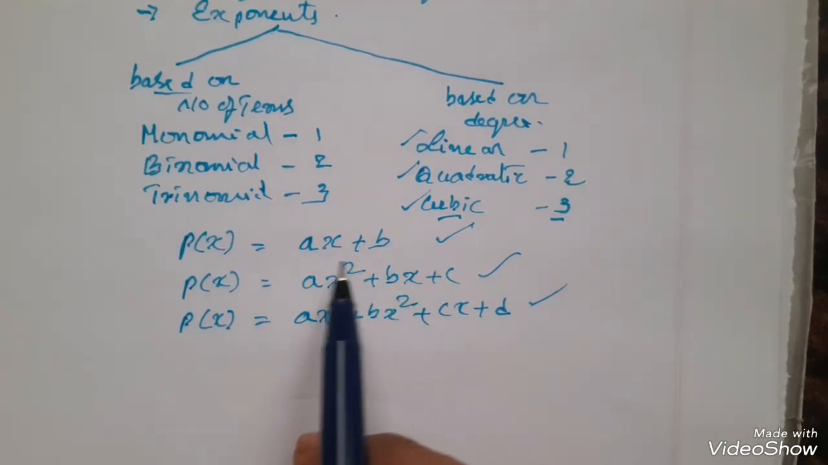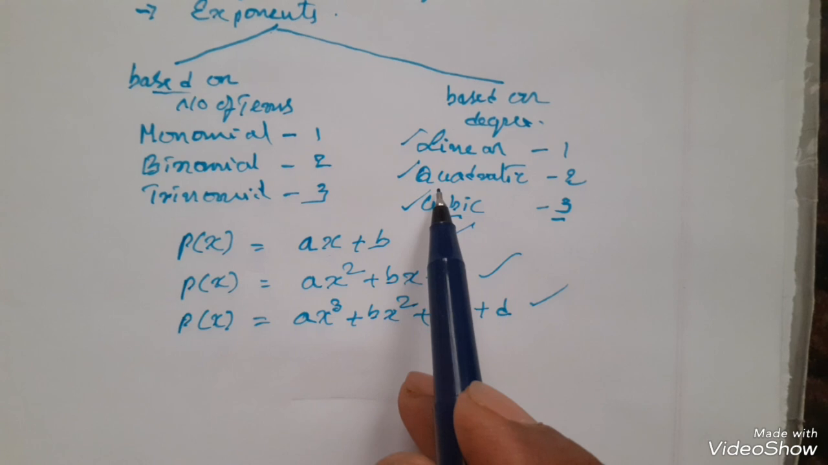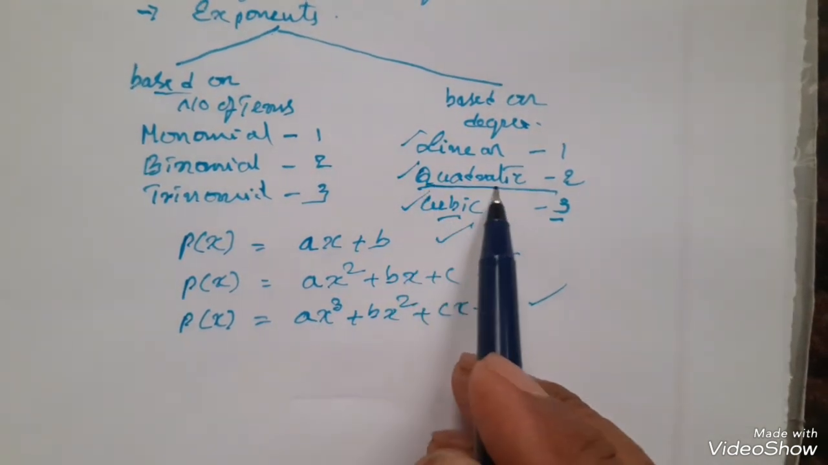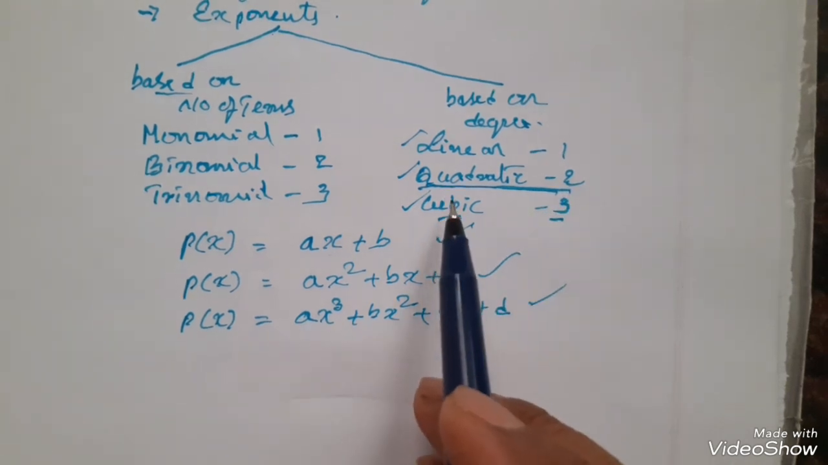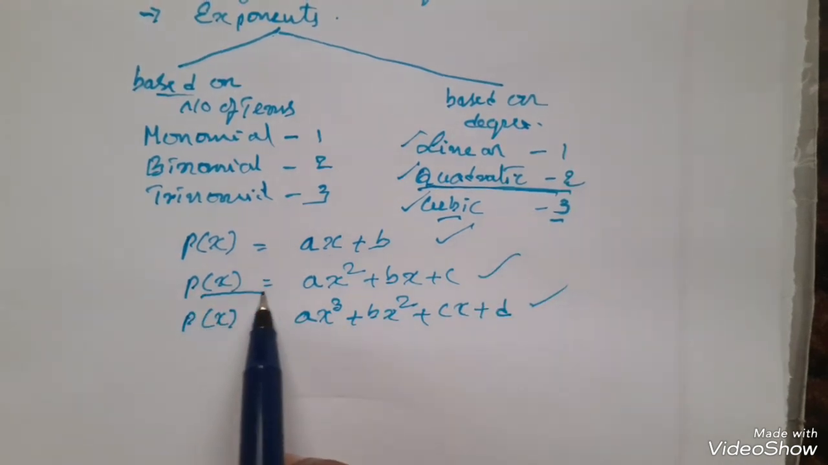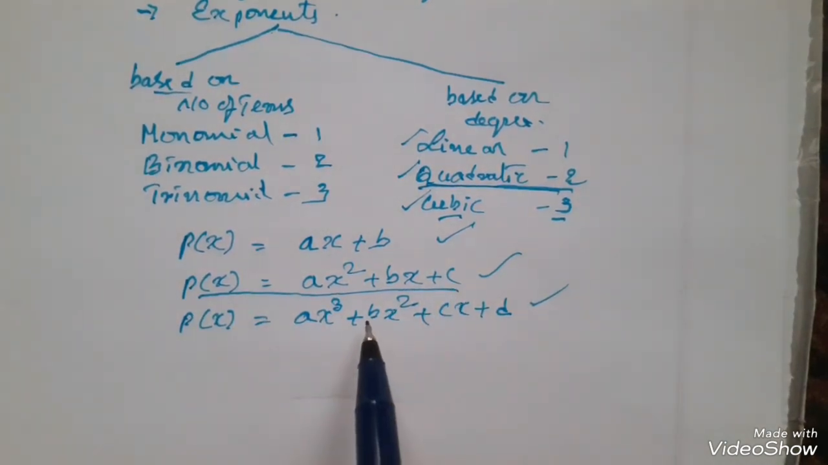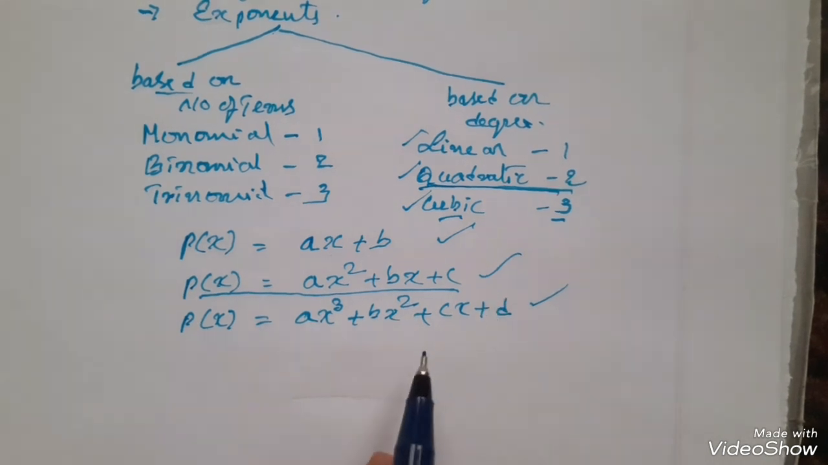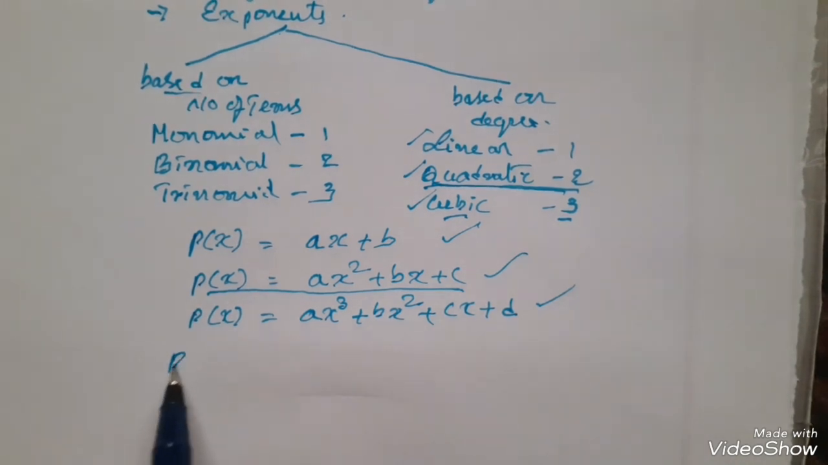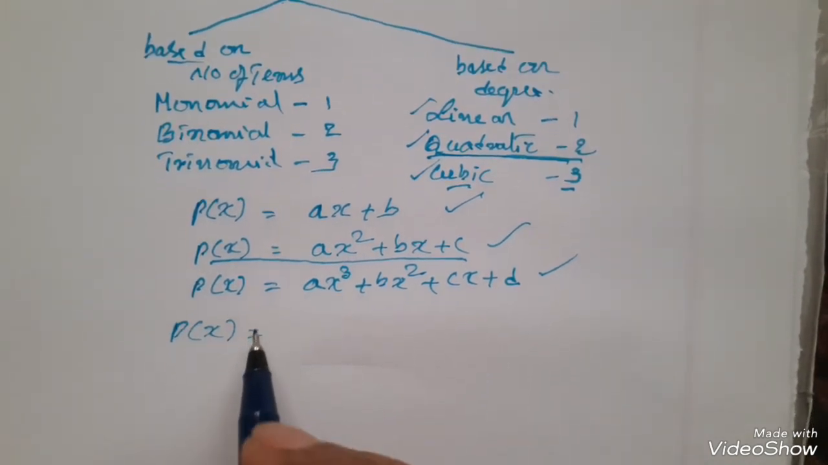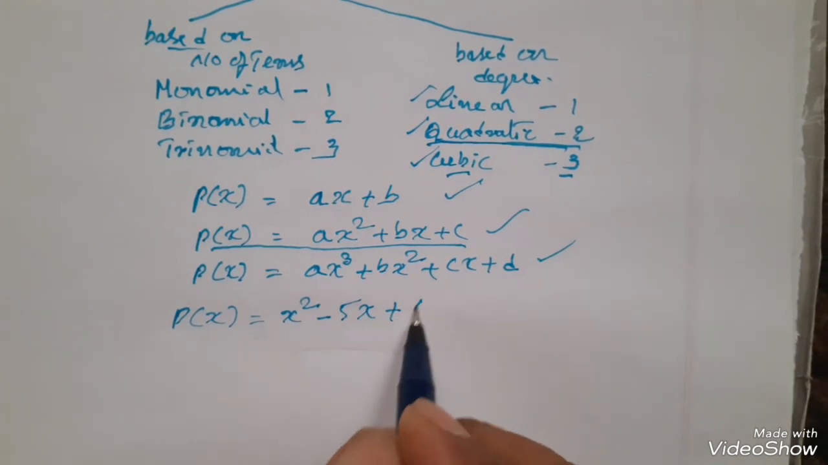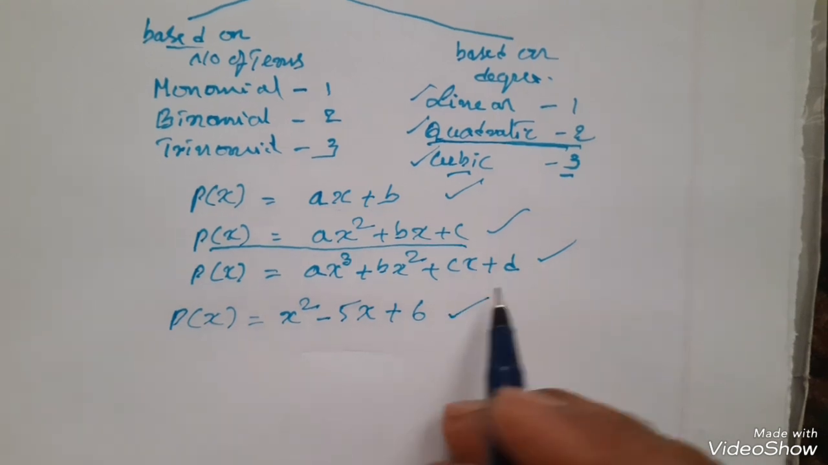Now in 10th class, we study quadratic polynomial. What is the quadratic polynomial? If the degree of the polynomial is 2, it is called quadratic polynomial. What is the general form of the quadratic polynomial? ax squared plus bx plus c. Now let us take one example. P of x equal to x squared minus 5x plus 6. So this is an example of a quadratic polynomial.